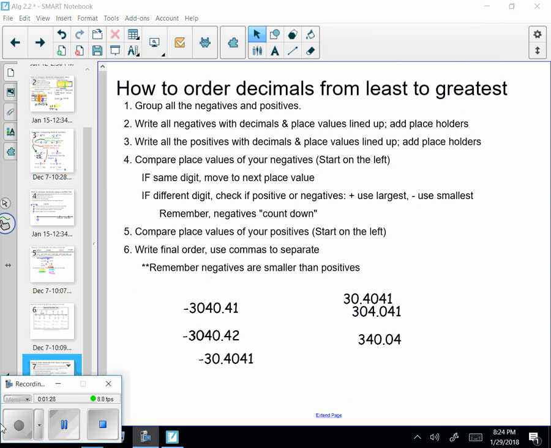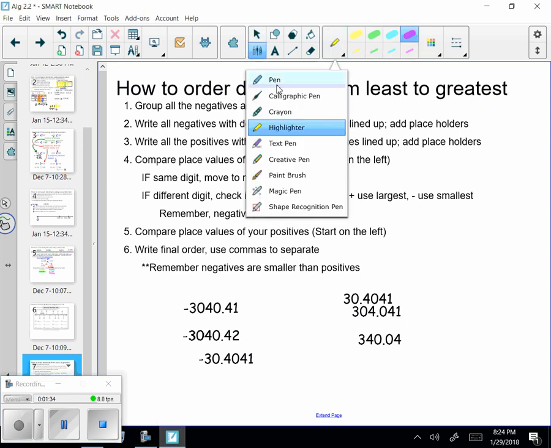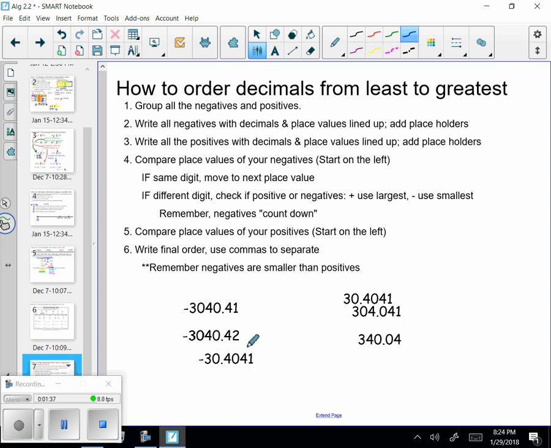Next, I'm going to look at where I need placeholders and add them in so that all of my numbers have the exact same number of digits, both for whole numbers, meaning I need to add 2 digits here and move that negative out, and for my decimals, I need to add 2 decimal digits here and 2 decimal digits here, so they each have the same number of place values filled in.